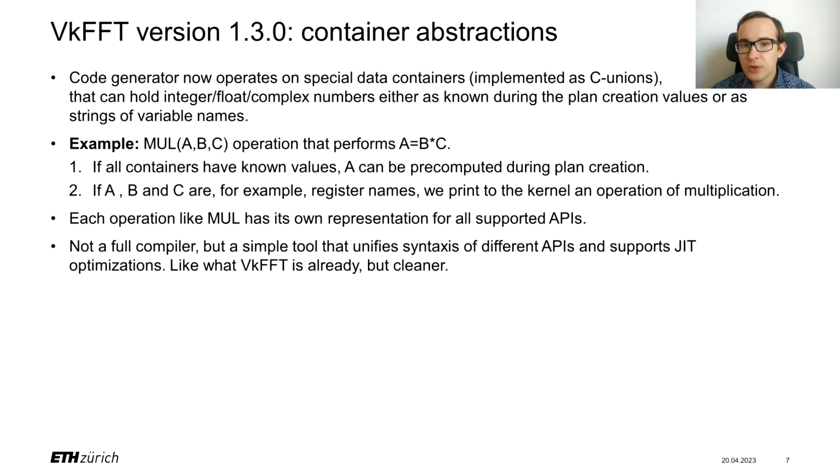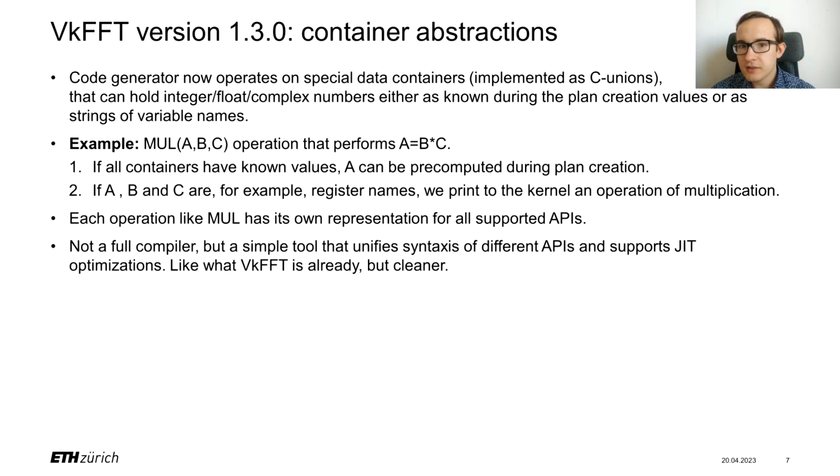The 1.3 version of VkFFT also introduces container abstractions. The code generator now operates on special data containers implemented as C unions that can hold integer, float, complex numbers, either as values known during the plan creation or as strings of variable names. An example of this is a mul operation that performs a multiplication. It can be defined as A equals B multiplied by C.